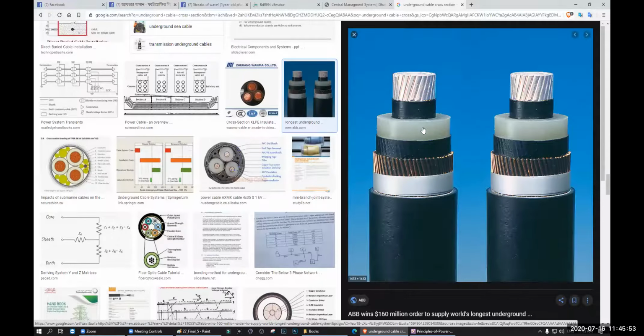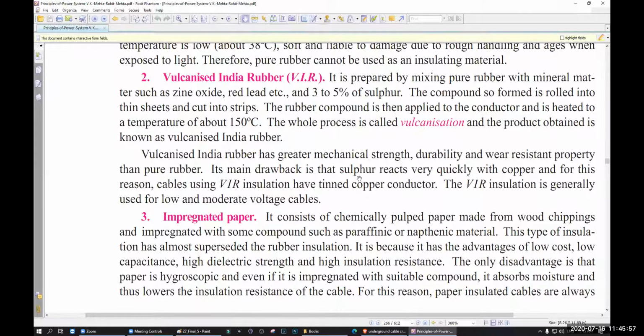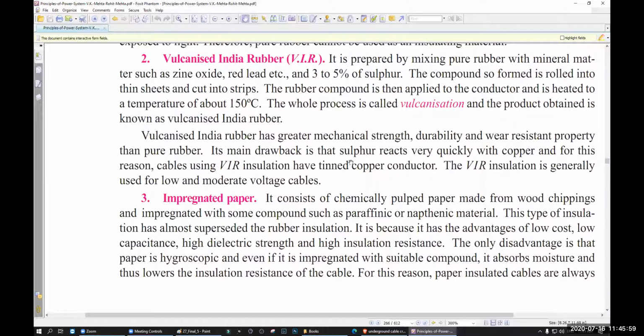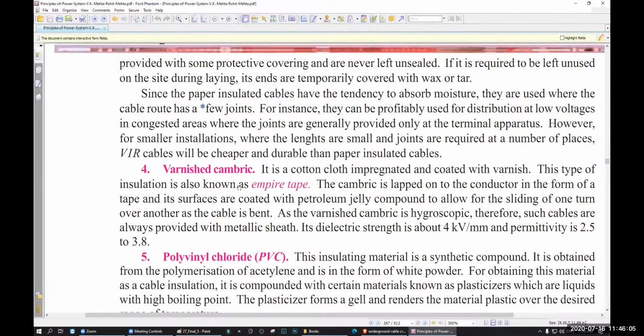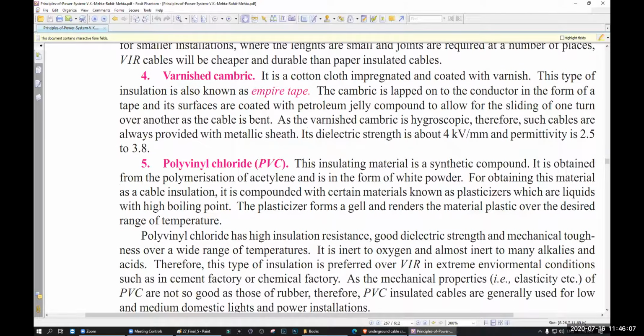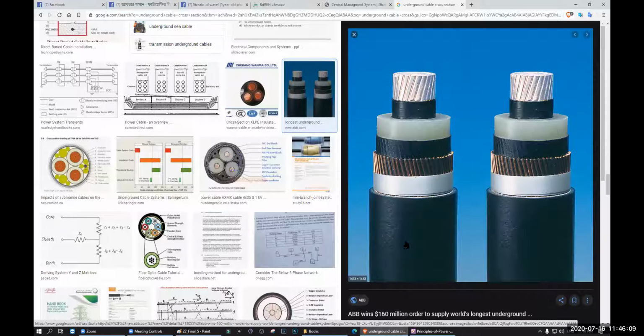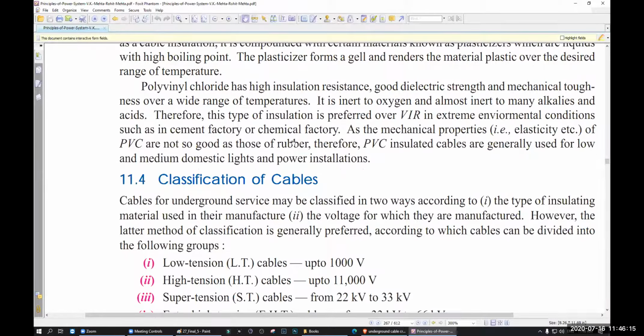This thing is impregnated paper. So this is mixed with actually your, what is that? Some sort of oil or wax. Okay. Varnished cambric, polyvinyl chloride, PVC. Obviously, this part is PVC. The black part is PVC. You understand PVC? PVC is actually plastic.